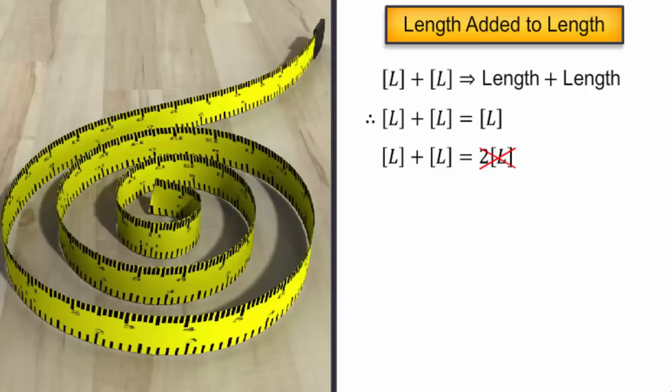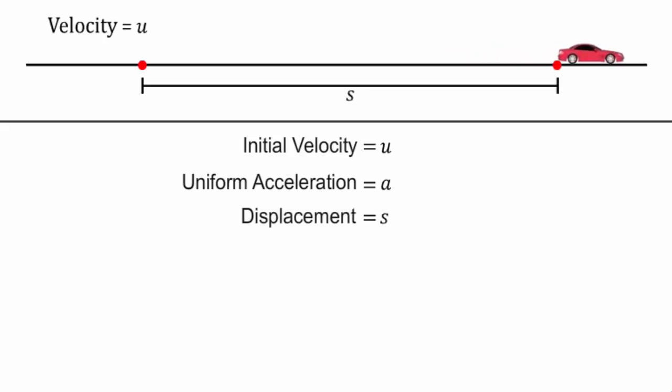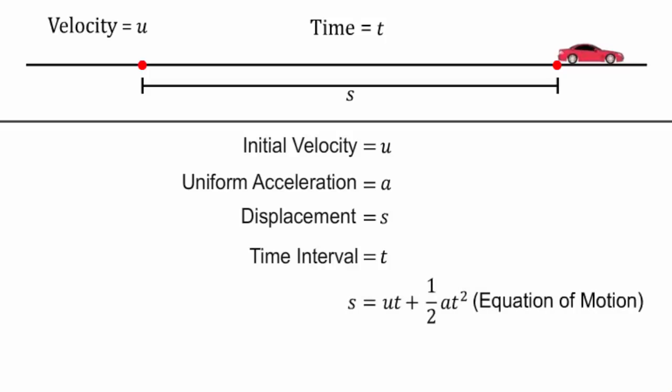For example, consider the motion of a body moving with an initial velocity u and uniform acceleration a, having made a displacement s in a time interval t. The motion of the body can be represented by the equation s is equal to ut plus half at square. Let us now verify the consistency of this equation using dimensional analysis.